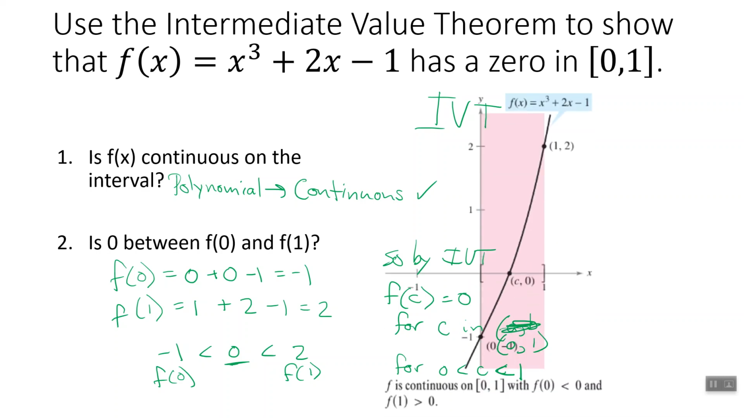All right, and there it is. There's the graph if you wanted to see it. So, yep, we're up at 2 here at 1. We're down at negative 1 here. So somewhere between these two values, to get between those 2 points, we have to cross the x-axis, and we do right there.